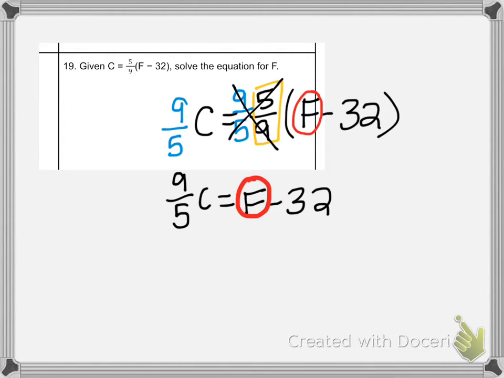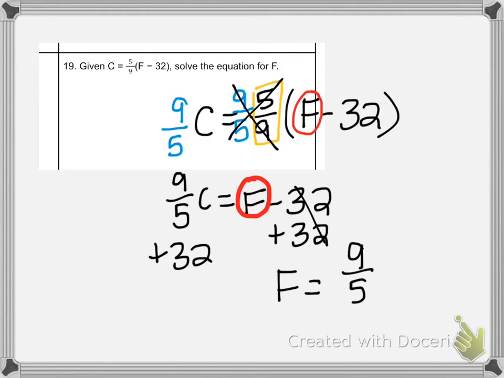Again, we're solving for f, so we're going to add 32. So I have f equals 9 over 5 C plus 32.